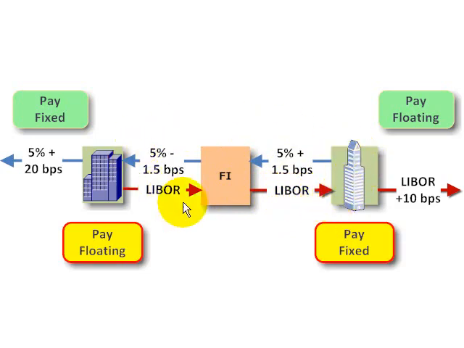So these companies, by way of the financial intermediary, have engaged in a plain vanilla interest rate swap. What's the difference? Well, if we go back to company A, before the swap they were paying fixed. Now you can see in the swap they are receiving the fixed rate, which almost entirely matches their obligation. The only difference is the 20 plus 1.5 or 21.5 basis points.